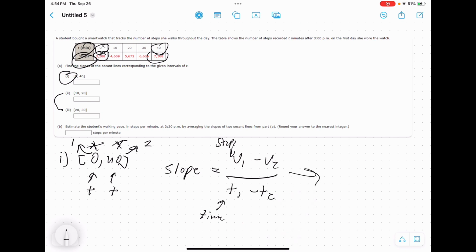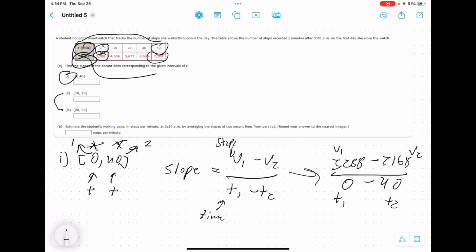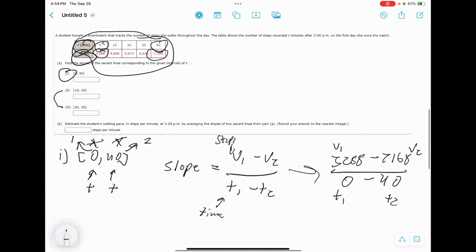So when doing these calculations, we do 3,288 minus 7,168 over 0 minus 40. So this would be t1, t2, v1, v2. And this is always assuming that you're given this table, right? So just rely on the table. There's no imaginary numbers that you need to plug in this scenario.